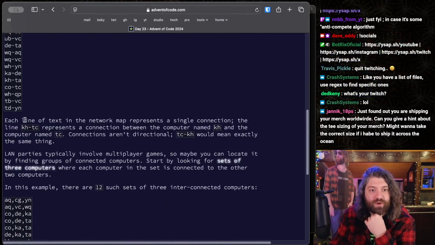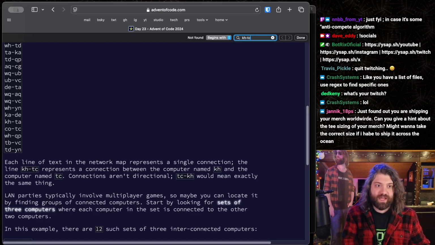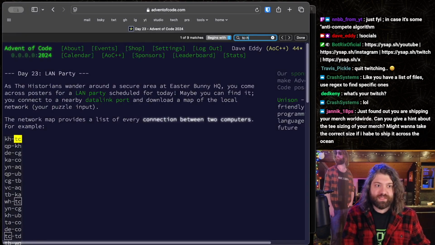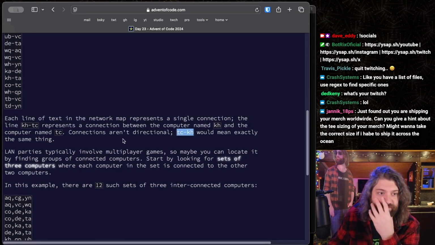Each line of text on the network map represents a single connection. The line KH to TC represents a connection between the computer named KH and the computer named TC. Connections aren't directional. TC and KH would mean exactly the same thing. Do they both show up, or do I just have to infer that? So KH-TC does show up. TC-KH does not show up. Okay, so I'll have to find that myself.